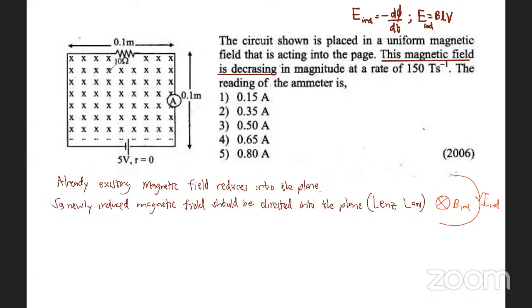Current must be clockwise, which means now we have to consider an EMF. The induced EMF will be in the clockwise direction. So it's like you're going to put a new battery this way. All right. So how are we going to find this? For that we are going to use Faraday's law.